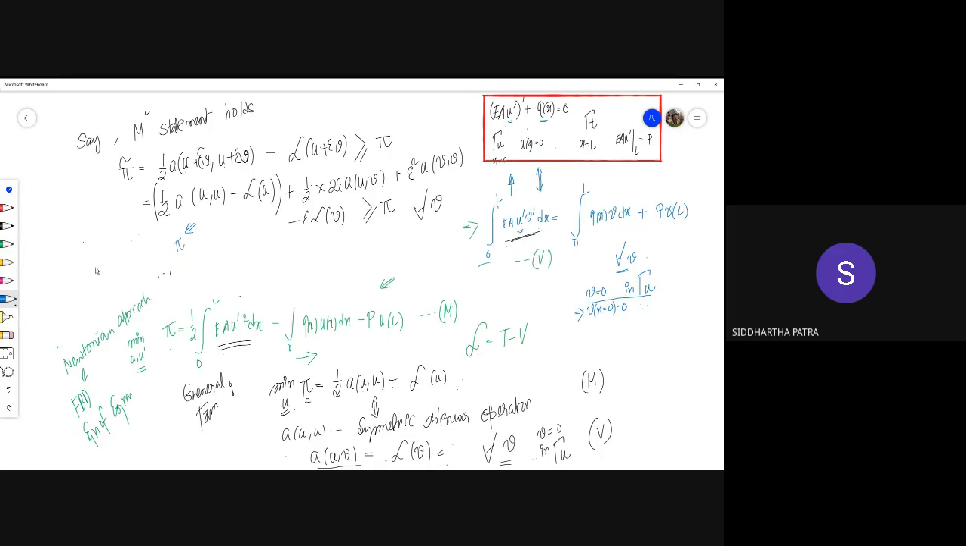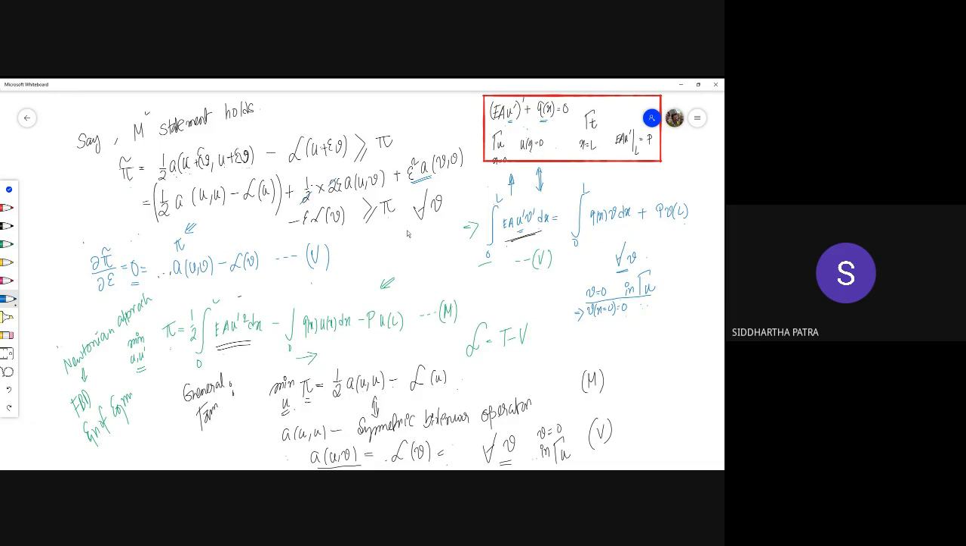Okay. Now, if I take partial derivative of pi with respect to epsilon, because u minimizes pi tilde to pi, so that must go to zero. And as you can see, this term is order epsilon squared. And if you take partial derivative with respect to epsilon, that tells you a(u,v) minus l(v) equals zero, and that is your V statement. So if you assume the M statement, this is how you are going to get the V statement.